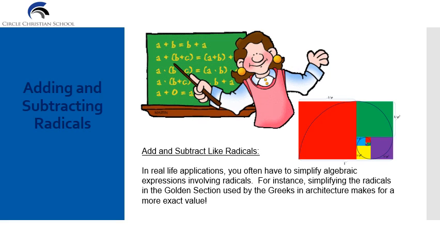Adding and subtracting radicals. Add and subtract your like radicals. In real-life applications, you often have to simplify algebraic expressions involving radicals. For instance, simplifying the radicals in the golden section used by the Greeks in architecture makes for a more exact value.